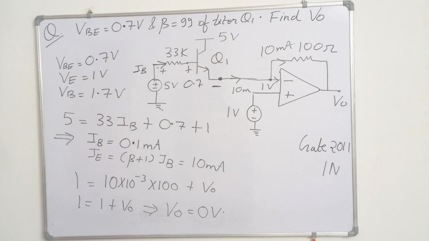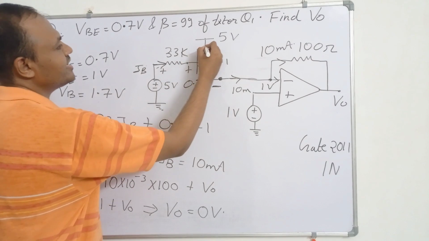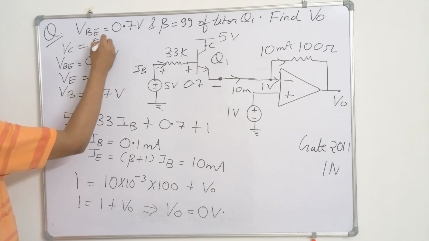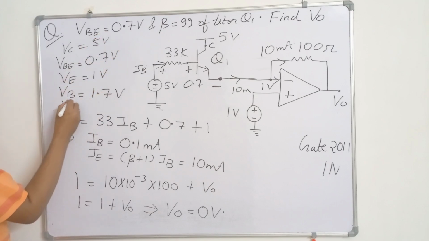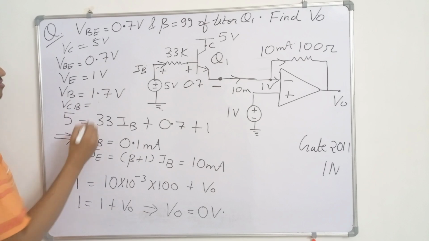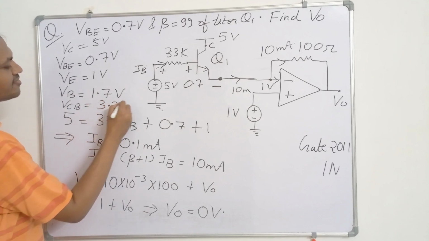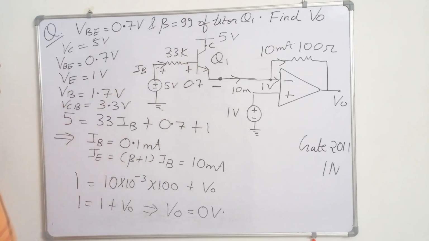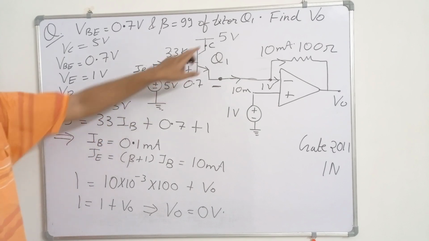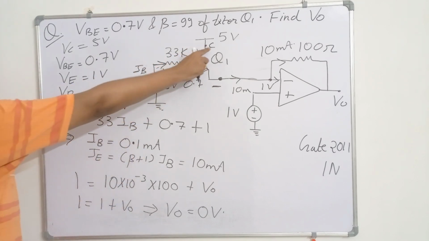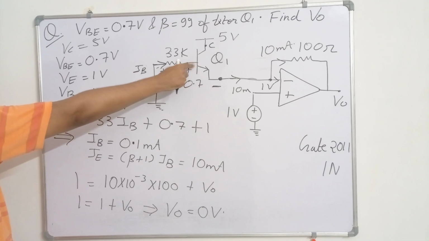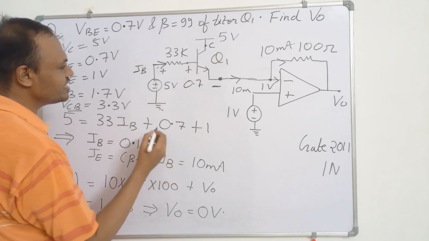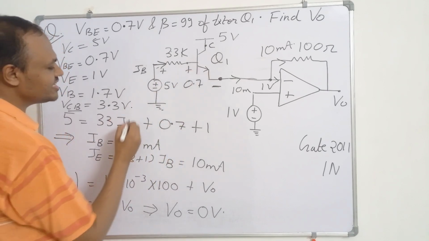Okay, and this is your collector terminal C. So VC is equal to 5 volt and base is at 1.7 volt. So VCB is equal to 3.3 volt. So this is an NPN transistor. So C is N and B is P and VCB is positive. So it means the collector base junction is reverse bias.